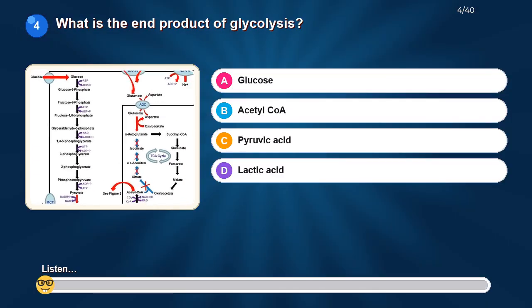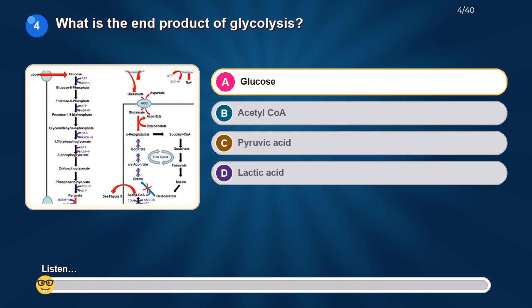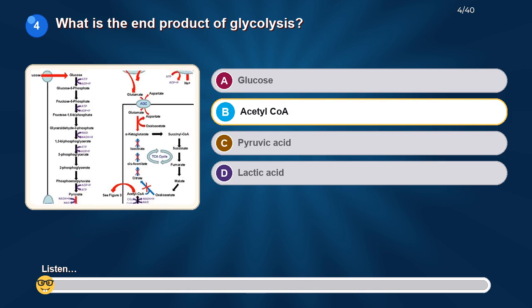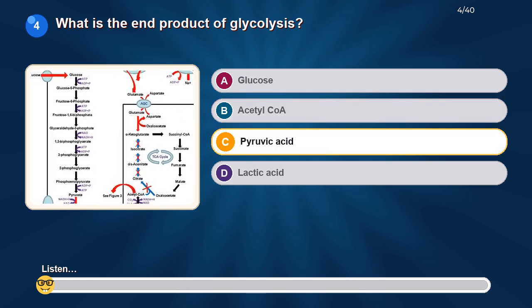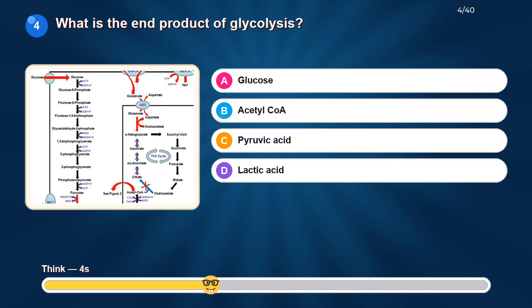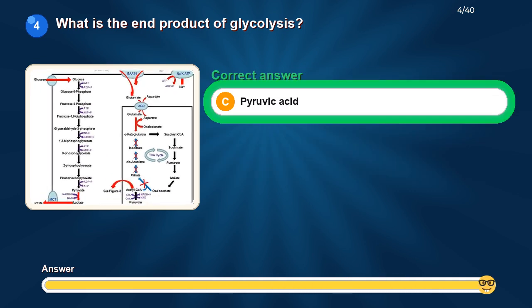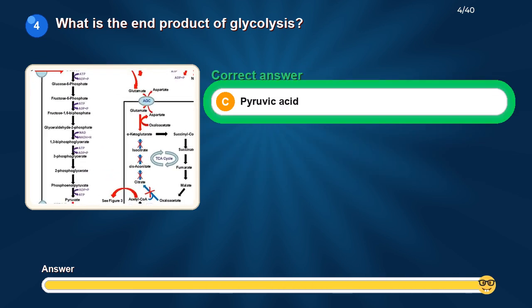What is the end product of glycolysis? Option A, glucose. Option B, acetyl-CoA. Option C, pyruvic acid. Option D, lactic acid. The correct answer is pyruvic acid.